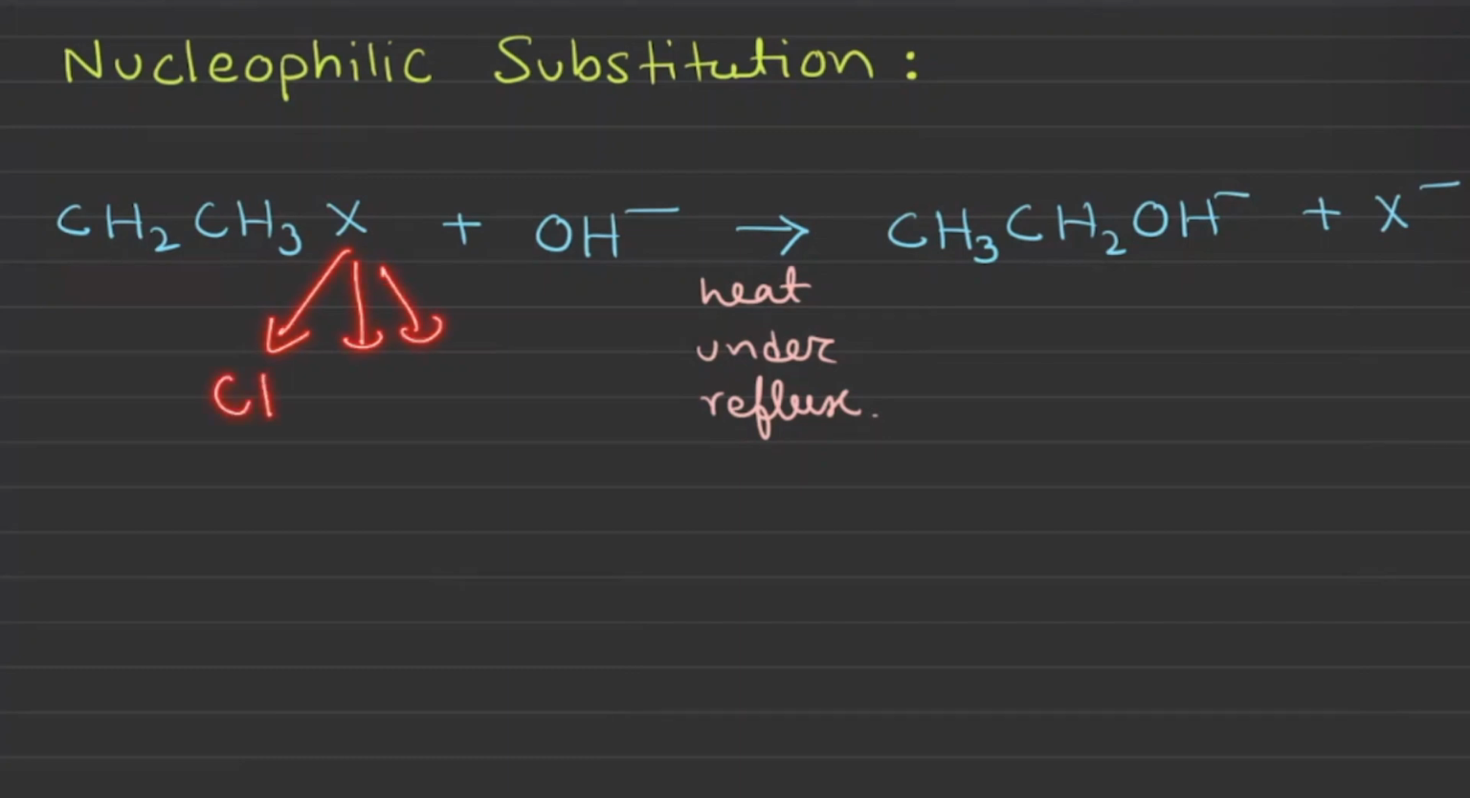If this is chlorine, this is chloroethane. If this is bromine, this is bromoethane. If this is iodine, this is iodoethane. So এরকম একটা কম্পাউন্ড যেটার মধ্যে হ্যালোজেন আছে, that is called a halogenalkane.